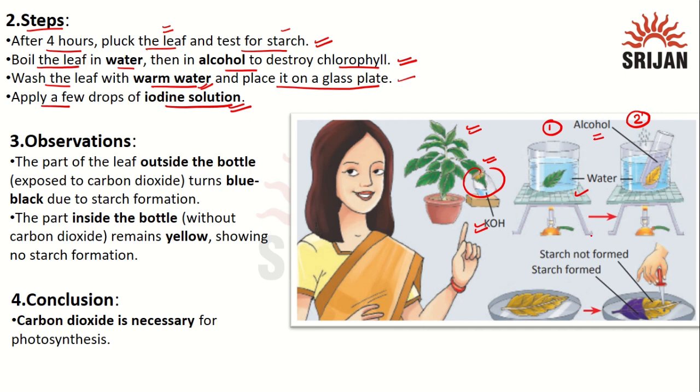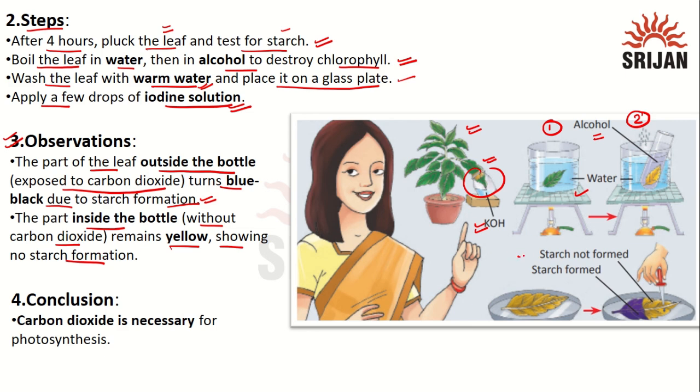Then we will look into the observations. So the first part of the leaf is outside the bottle, that is exposed to carbon dioxide. So the part of the leaf which was exposed to the carbon dioxide turns blue-black due to starch formation, and the part inside the bottle without carbon dioxide remains yellow, showing no starch formation.